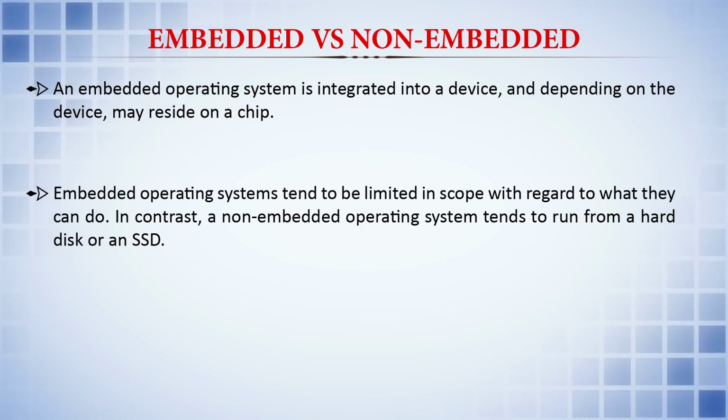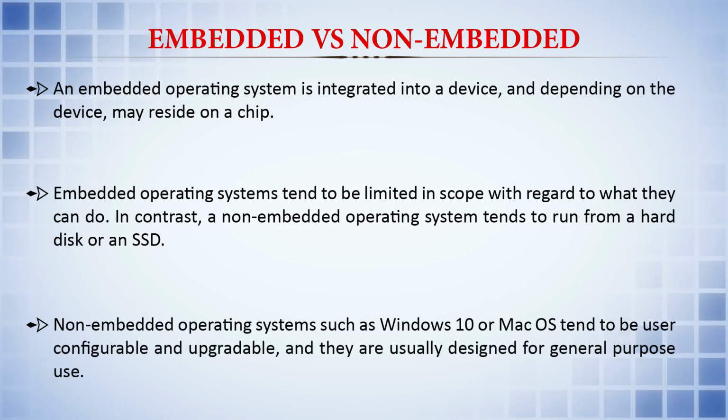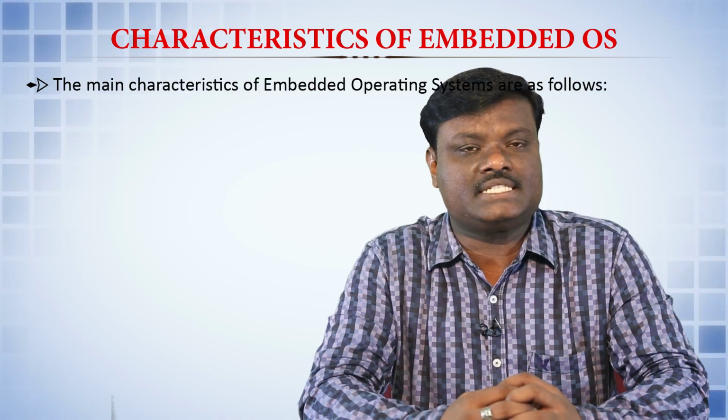Here you can see this particular embedded systems have a little scope and they may reside on a single simple chip. Non-embedded operating systems such as Windows 10 or Mac OS tend to be user configurable or upgradable, and they are usually designed for general purpose use. And these embedded systems, because of their limited usage and limited functionalities, may not allow us to upgrade or reconfigure. So, coming to the characteristics of the embedded operating systems, it has main characteristics as listed on the slide.